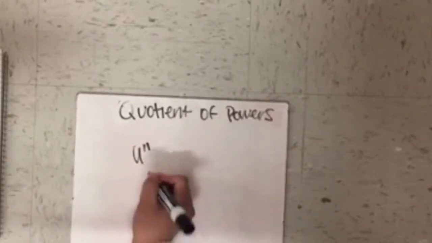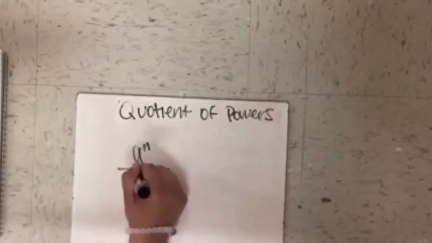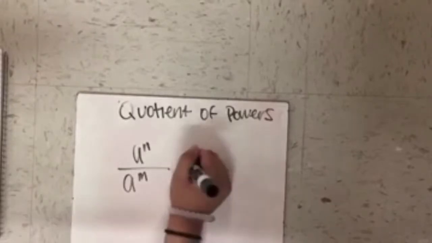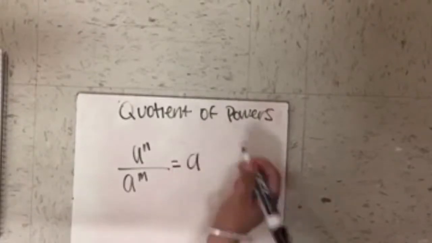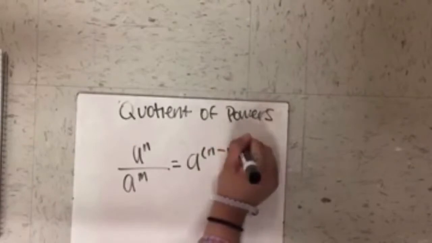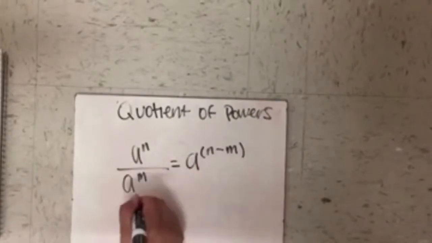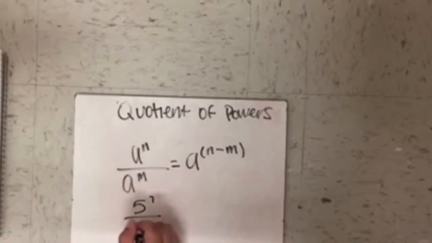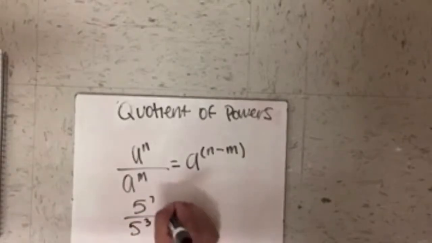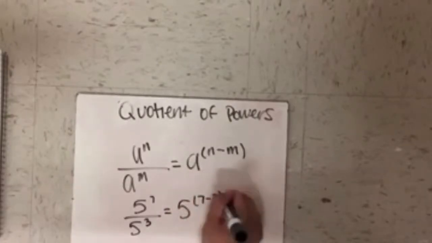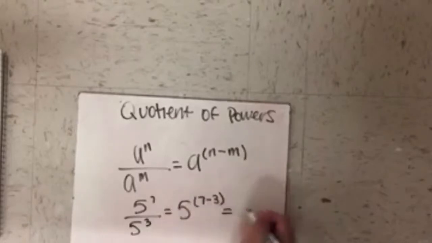So we will have a to the n power over a to the m power. N and m, we will be subtracting them in order to use it with the a, so a to the n minus m. So for our example, we will have 5 to the 7th power over 5 to the 3rd power. We will take 5 and then 7 minus 3, which will result in 5 to the 4th power.